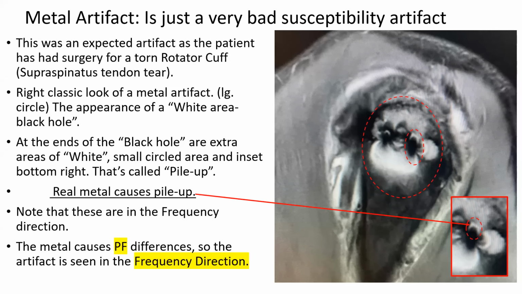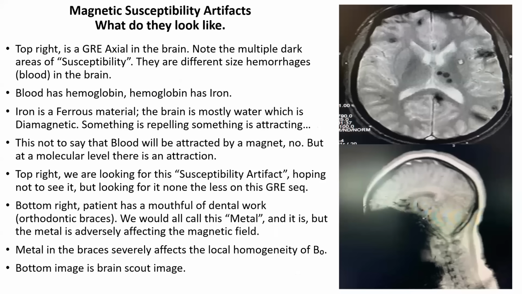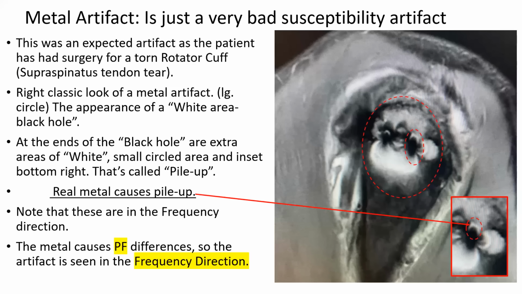How can you tell the difference between metal and just straight susceptibility? Here's susceptibility in the brain, top right. Get a visual on that. Now you go down a couple. Now that's susceptibility, but that susceptibility is coming from metal.